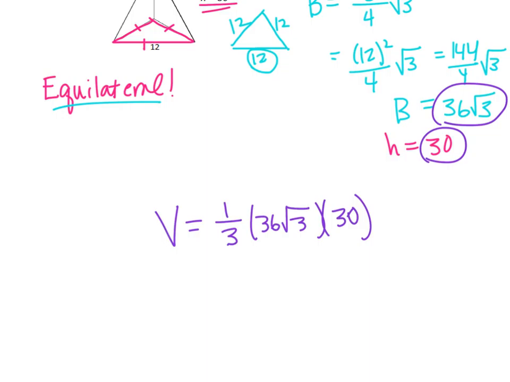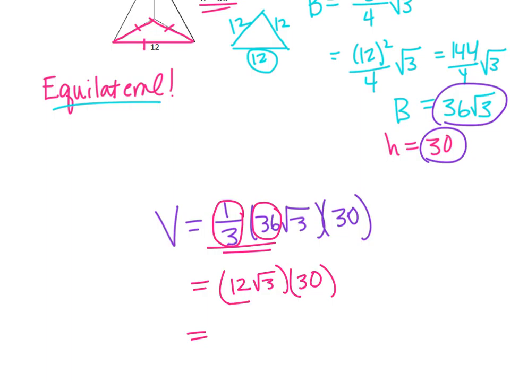Okay, so when we do this math, you have a square root of 3, so we're not going to touch that because we don't have any other square roots. But we are going to work on multiplying these three numbers. So first, what I try to do is try to find a number that can divide by 3. Well, 36 divides by 3, so I'm going to multiply 1/3 times 36. 1/3 times 36, or 36 divided by 3, is 12. And then the square root of 3 stays, times 30.